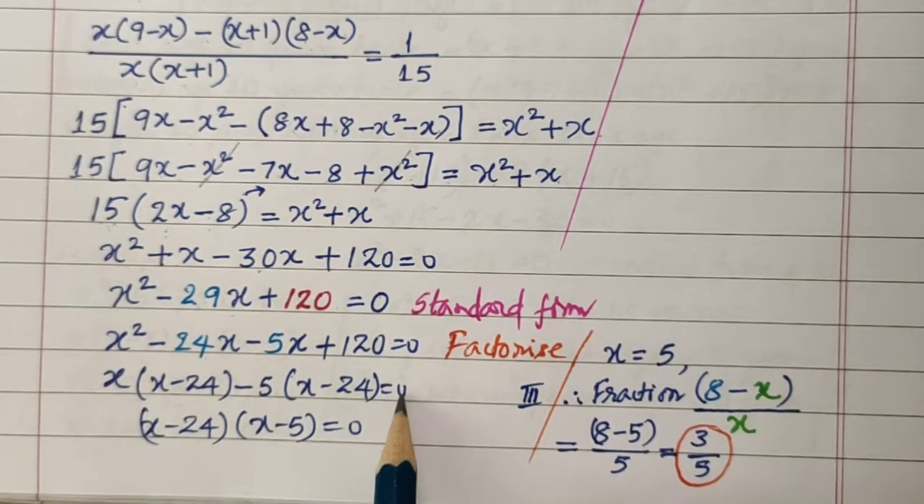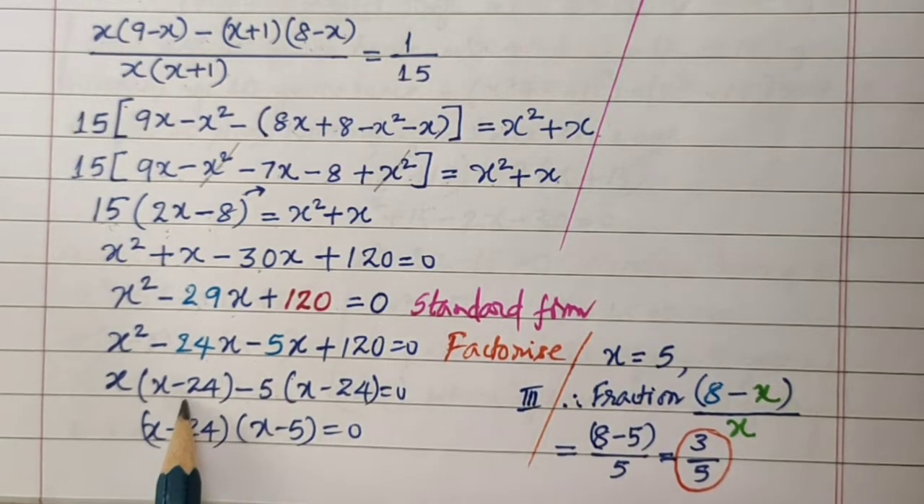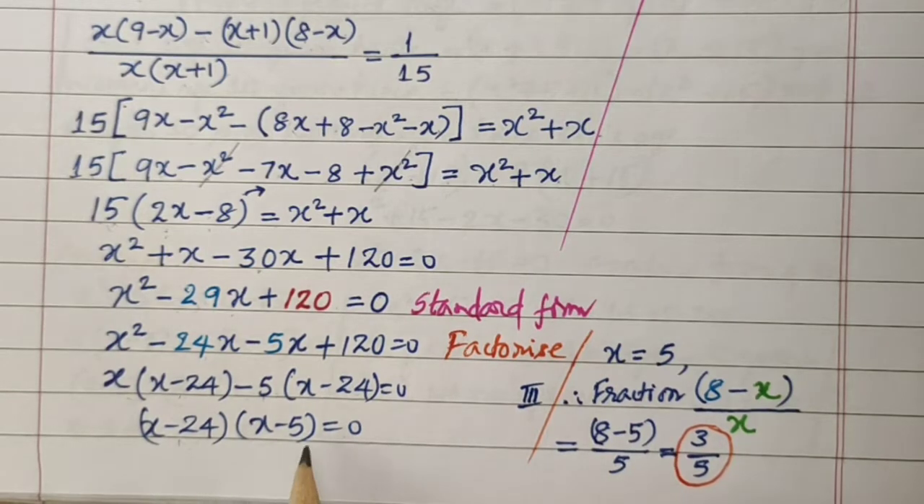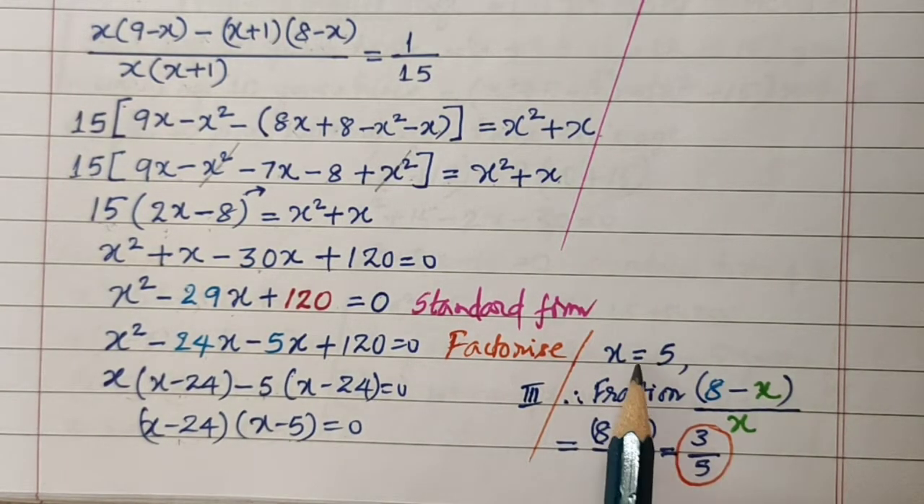X minus 24 is equal to 0. X minus 5 is equal to 0. Equate these two to 0. Then x is equal to 24 and x is equal to 5.